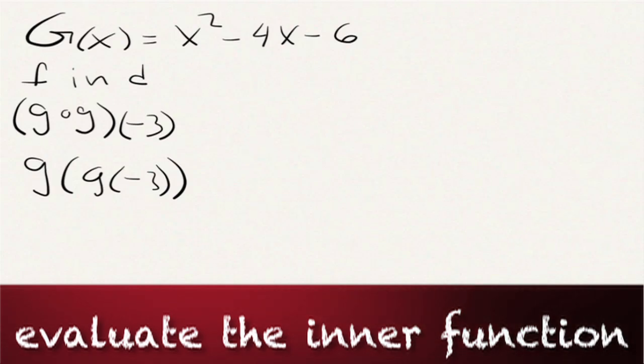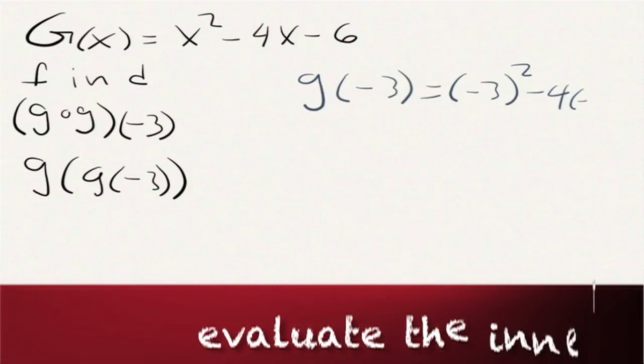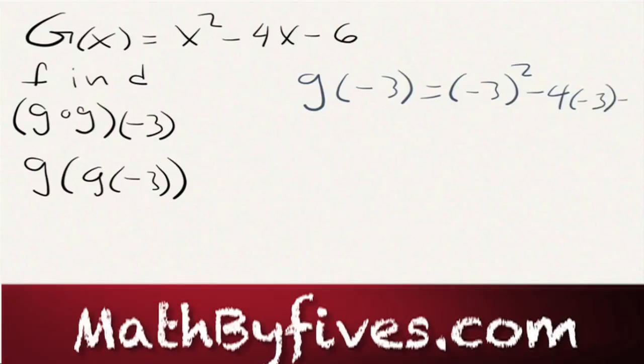What we're looking for is g of minus 3. That says in g, everywhere we see an x, we put a minus 3. Now we carefully use parentheses so we can see that this is minus 3 squared minus 4 times minus 3 minus 6.